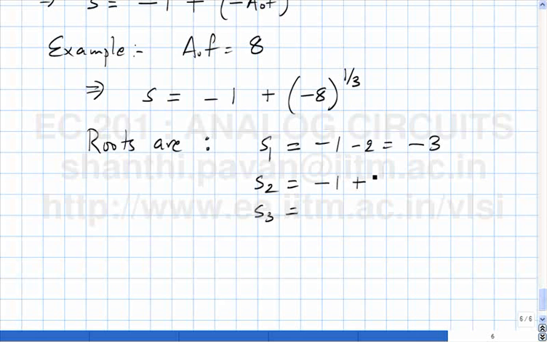It's minus 1 plus minus 2 e to the j 2 pi by 3. The other one? Minus 1 minus 2 e to the 4 pi by 3. Okay, can you find the real and imaginary parts of these numbers, please? What are the real parts of S2 and S3? Okay, figure it out.